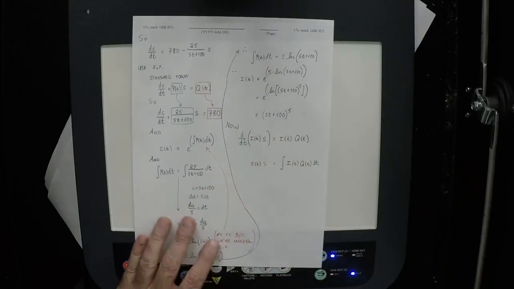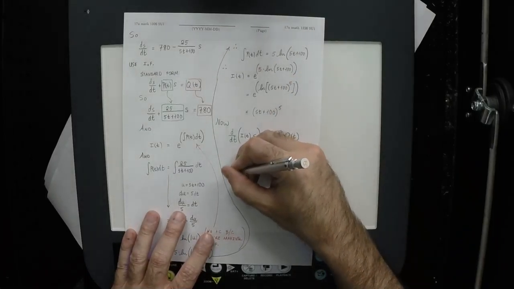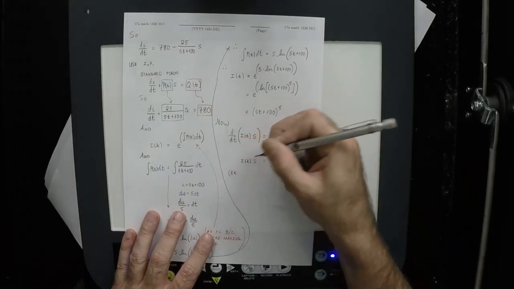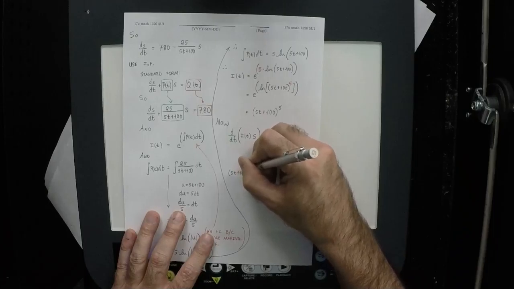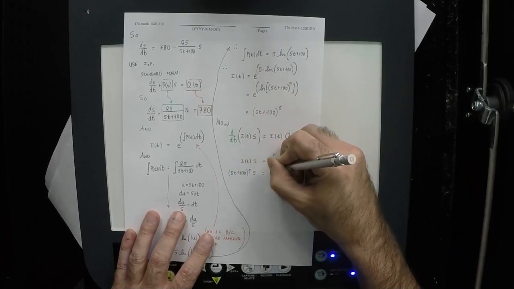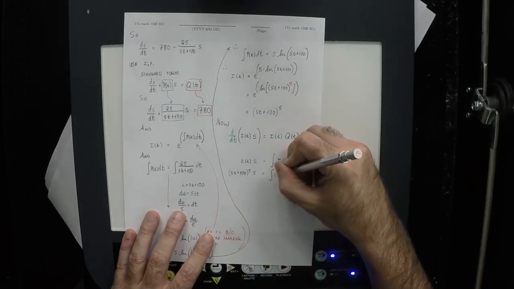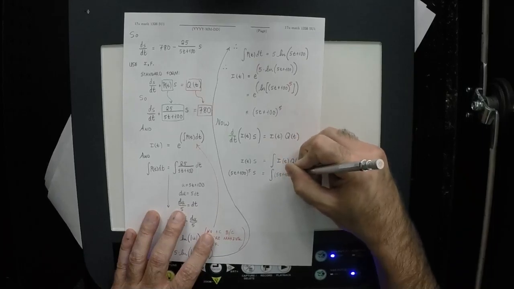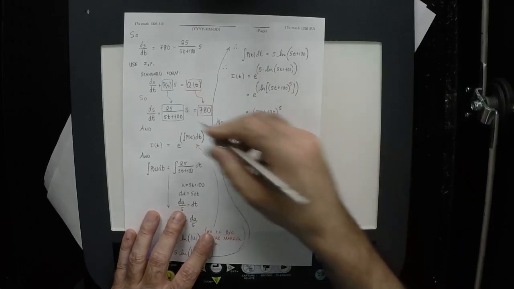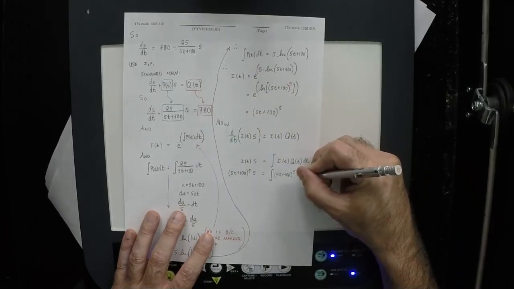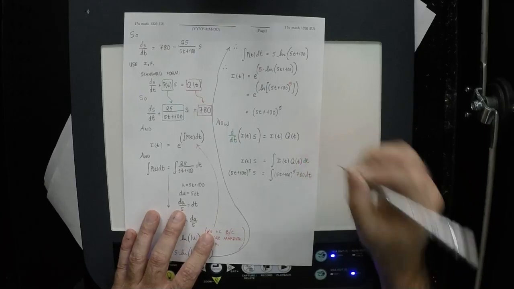Okay. So that's saying that (5t plus 100) to exponent 5 times S is the antiderivative of (5t plus 100) to exponent 5, and then q was 780, dt.